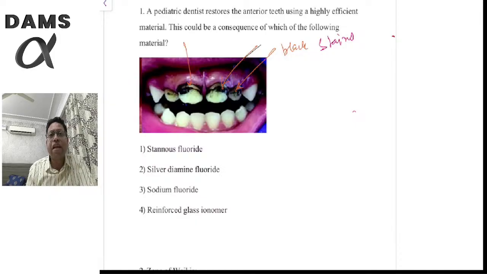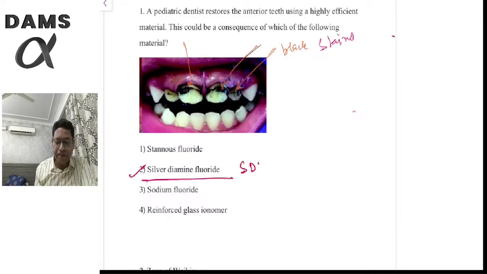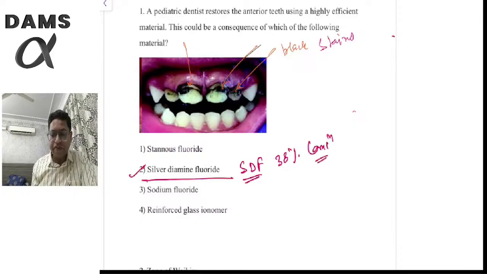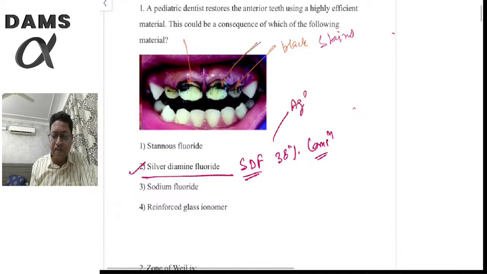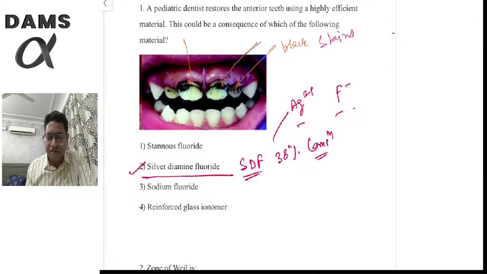Now, this distinctive black discoloration gives you a hint that some sort of silver preparation is there. So, the material is silver diamine fluoride, SDF. It is a new form of material that is used in 38% concentration. Silver diamine fluoride is a source of both silver ions and fluoride ions to protect the teeth and inhibit the caries process. The 38% concentration is used.